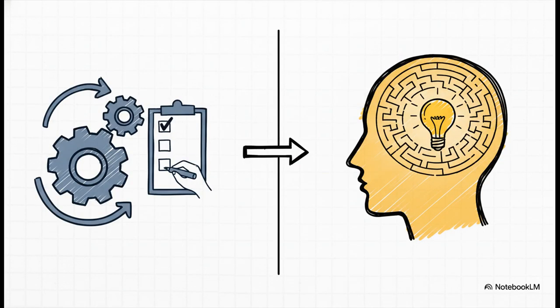I mean, what if you could automate the parts of your work that actually require some judgment? Not just the doing, but the thinking. Now that's where things get really interesting. And to understand how we get there, we first need to talk about the right tool for the job.